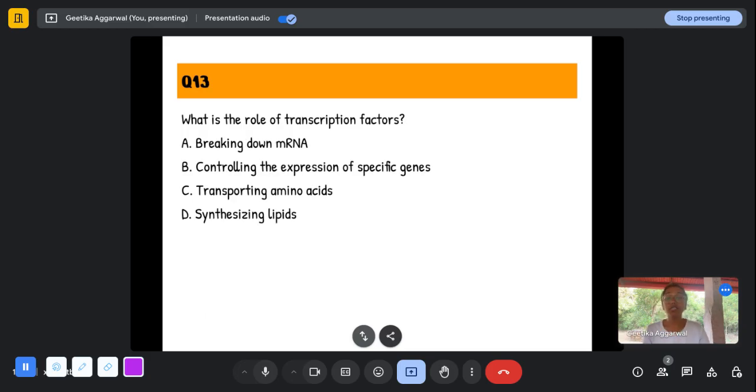What is the role of transcription factors? So, what role do transcription factors play? Do they break down mRNA, control the expression of specific genes, transport amino acids, or synthesize lipids? What is the role of transcription factors?